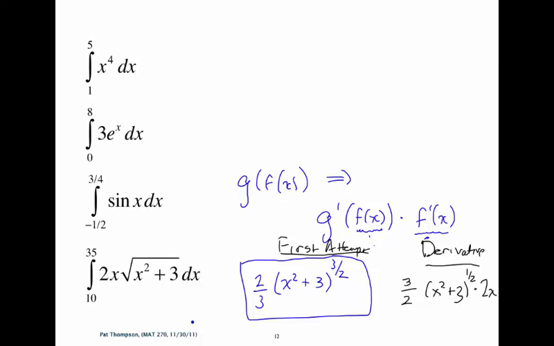So if you get good at that, you can do it much faster than U substitution. So we'll practice that. But if you want to stay with U substitution, I can't stop you.